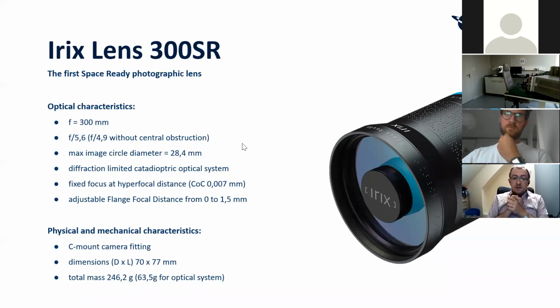Basically, the lens was made with a C-mount camera, the same as the camera which is on board the SatRevolution satellite. But after that, we decided to make the second version of the IRIX Space Lens 300 SR. It will be codenamed 300 SR2.